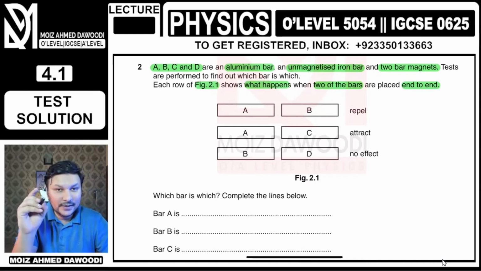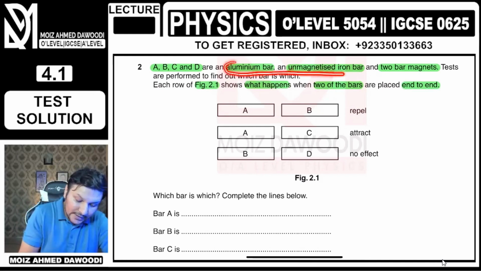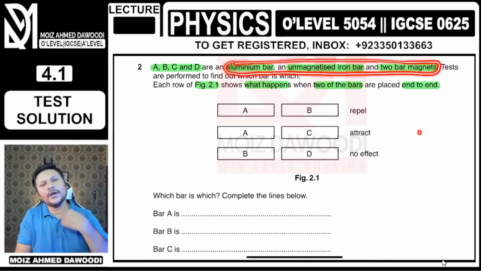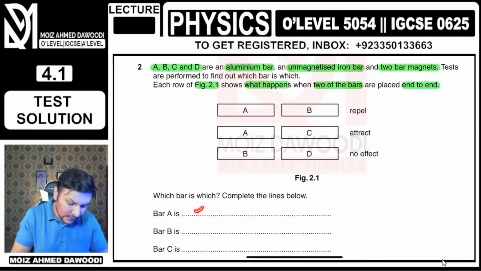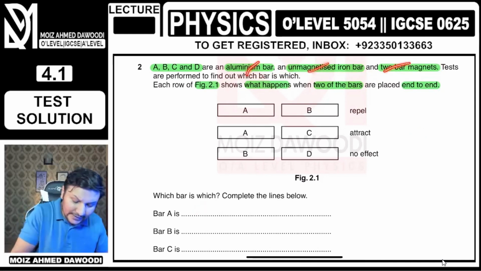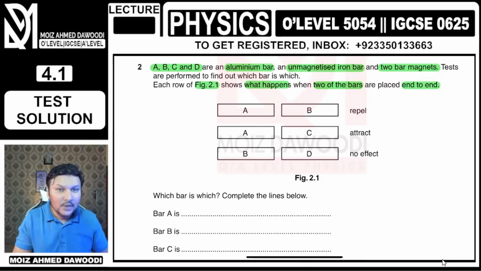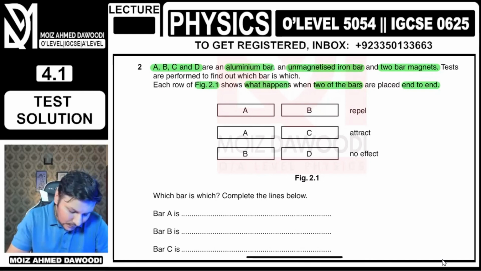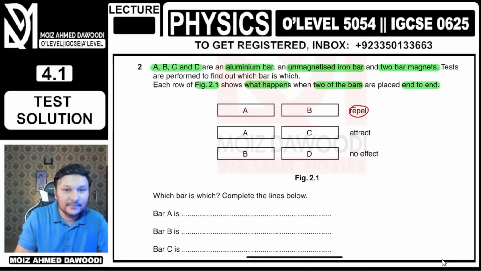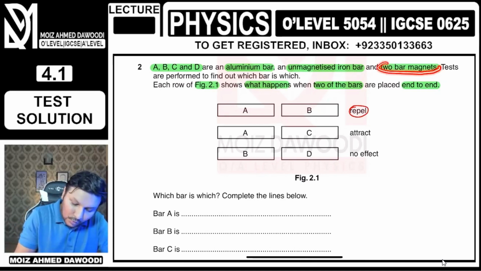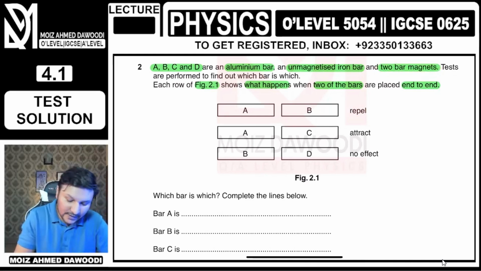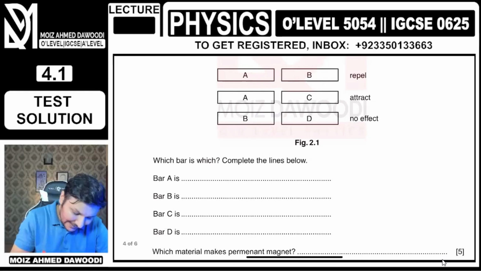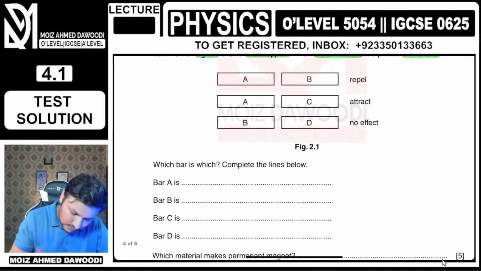Most of the students made a mistake here and they did not read this list properly. They wrote according to what they had in their minds. I mean, some students wrote here permanently magnetized material. It is not written anywhere. Getting my point? So if the examiner gives you a list of materials, you need to use that list. Now, A and B repel, and repulsion can happen only between 2 bar magnets, only between 2 permanent magnets. So in that way, bar A and bar B is a bar magnet.